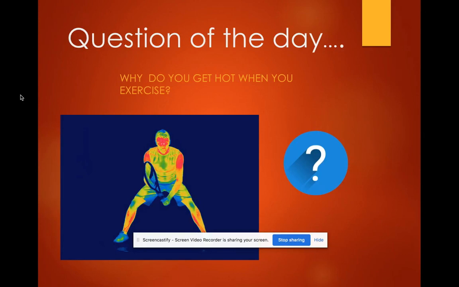Everyone, and welcome to Thermochemistry. By now, we learned about thermal images and thermography, and now we're going to learn about the energy in chemical bonds. So the question of the day is still, why do you get hot when you exercise? I want you to think about that question as we go through the PowerPoint.